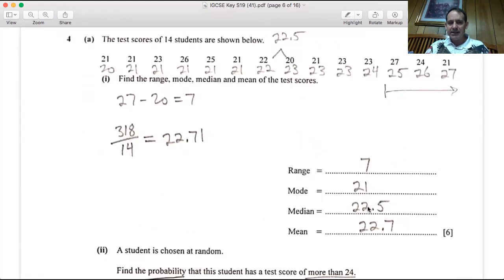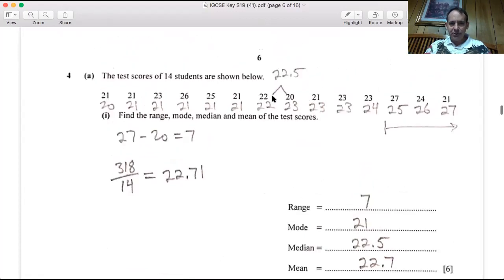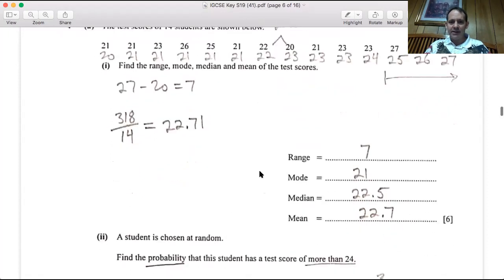That is your median. And then you find the mean, which is the average. The average means you add them all up. You get 318. You divide by the total 14, and you get 22.71. To three significant figures is just 22.7.